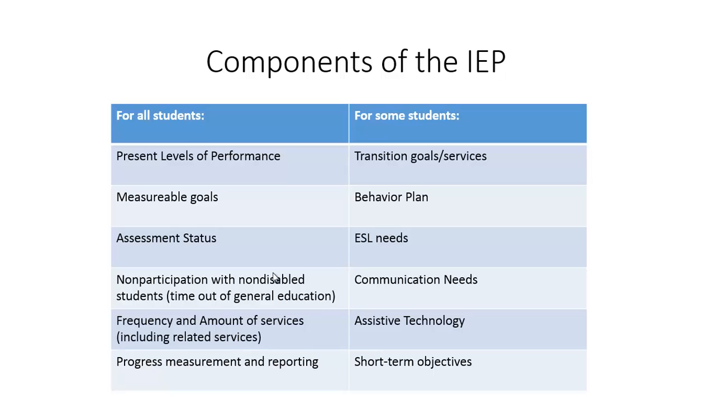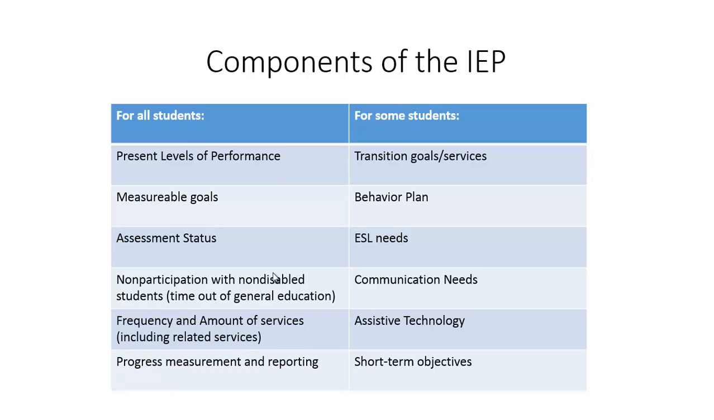IDEA says that progress needs to be reported at least as much as general education status is reported. So they usually base that on how many report cards or midterm reports are going out for all students. And then along with those, we also need to be providing progress towards IEP goals within that material, and then obviously at any other point throughout the year when a parent or someone else would like that information. Now, only for some students will we address this second column here, transition goals and services. Those really do not need to be addressed until 14 years of age.